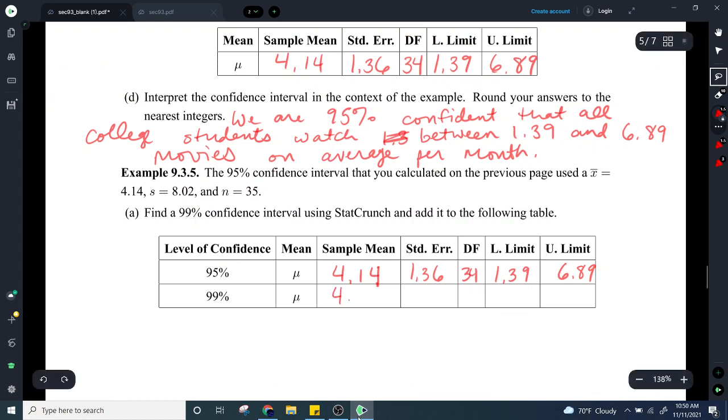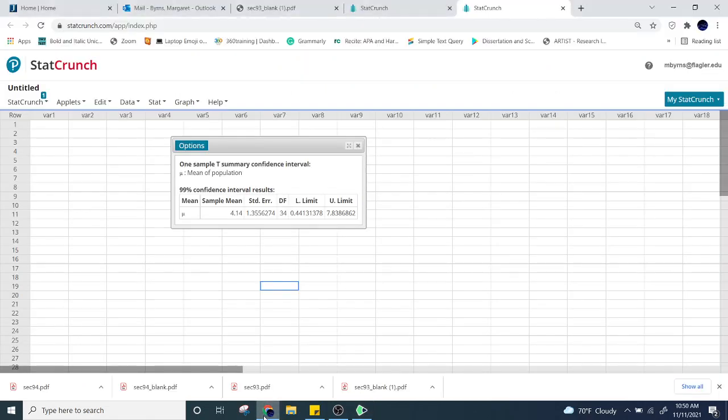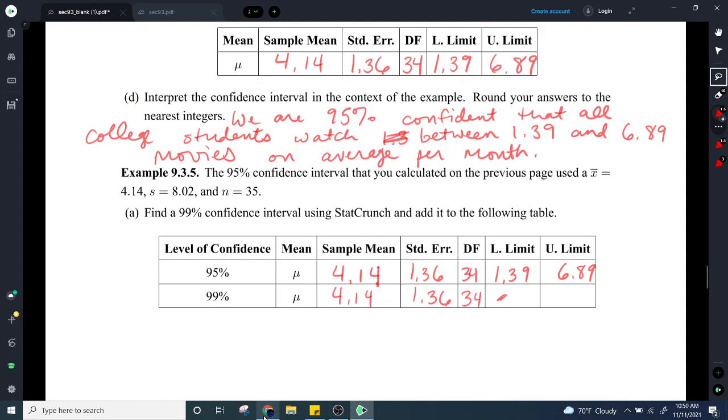So sample mean is still 4.14, 1.36 for the standard error. Degrees of freedom is still 34, but my lower limit this time is going to be, let's go back to StatCrunch, 0.44, and my upper limit is 7.84. So my lower limit is 0.44, there's a decimal, and 7.84, okay?